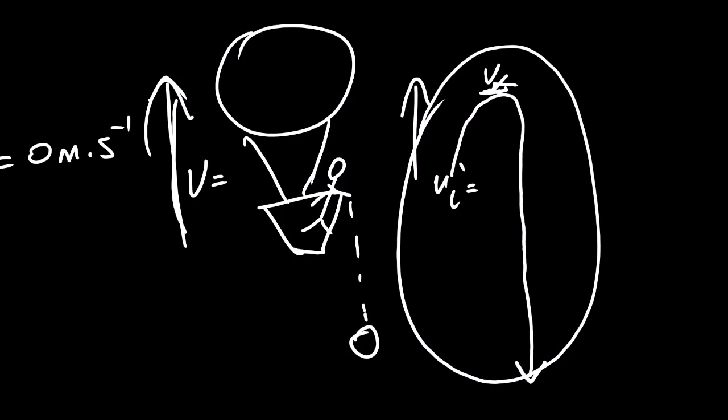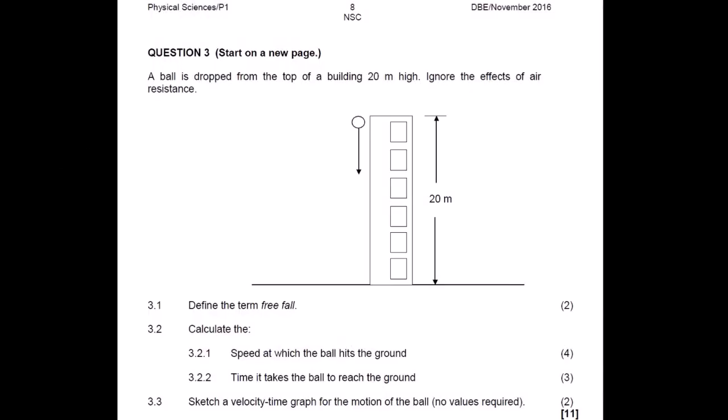Let us look at the questions. We have the November 2016 question paper. We are going to attempt these questions, but we need to analyze. We check what we are given. It's question 3, Physical Sciences paper 1. A ball is dropped from the top of a building 20 meters high. Ignore the effects of air resistance.